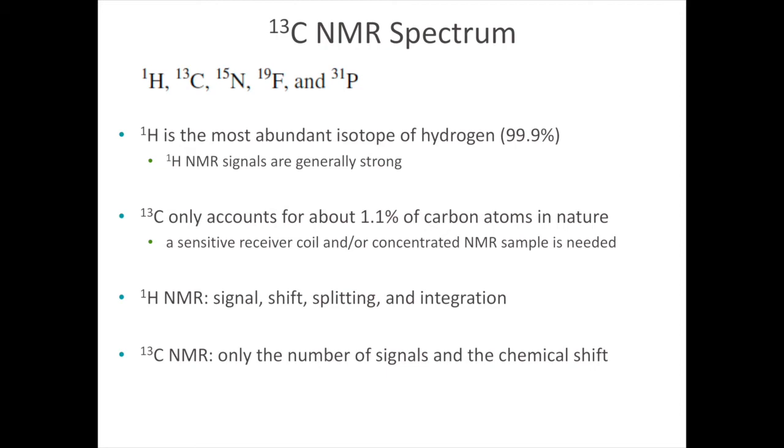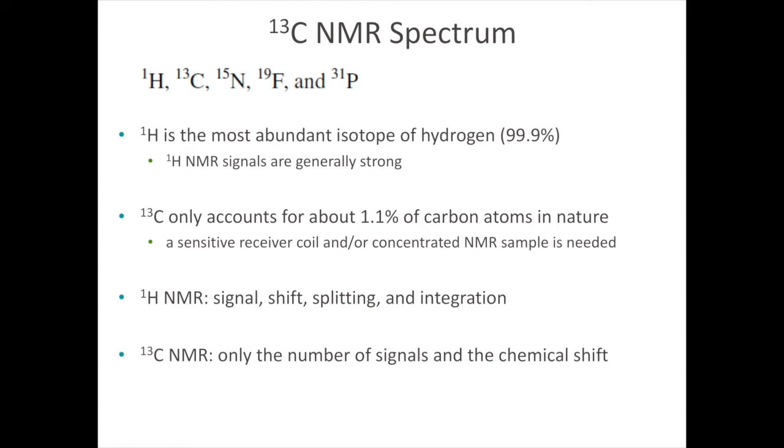Another atom that is of significance in organic chemistry is carbon-13. This isotope of carbon will be active in NMR. So let's do a compare and contrast between these two, hydrogen and carbon NMR. First off, the natural abundance of these two atoms is quite different. For example, the hydrogen-1 isotope is the most abundant isotope of hydrogen. Naturally, it occurs 99.9%. Therefore, this signal is quite strong when we do the proton NMR.